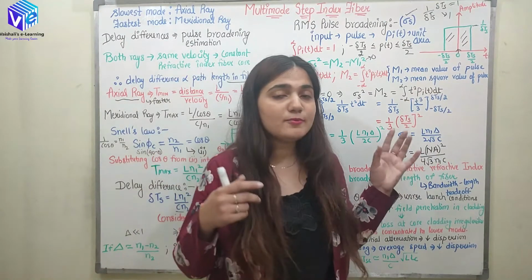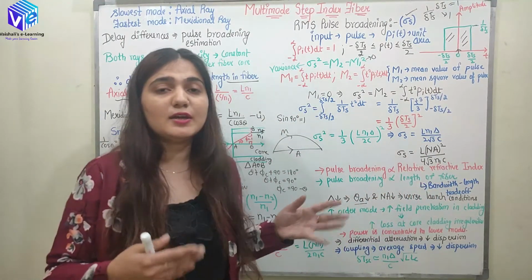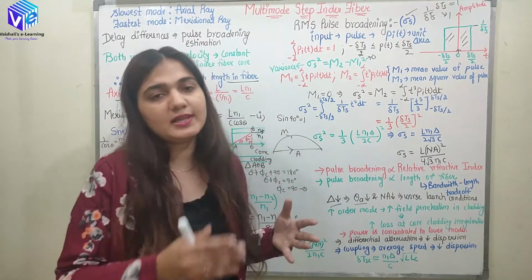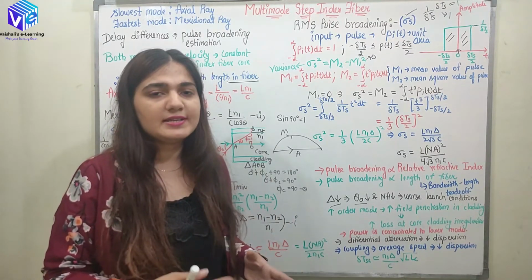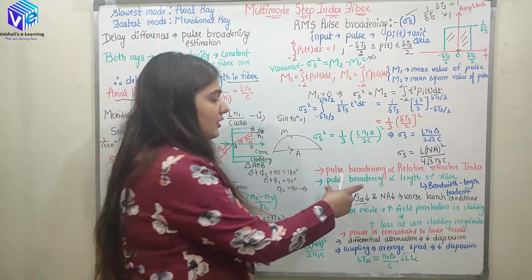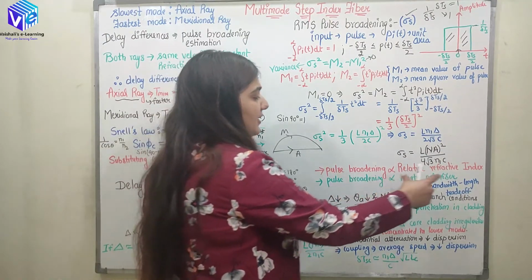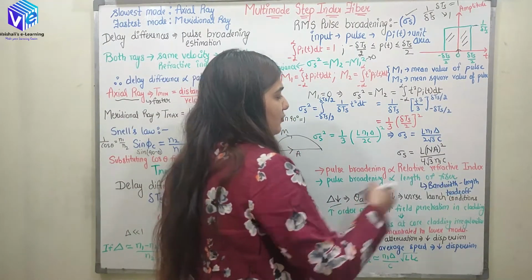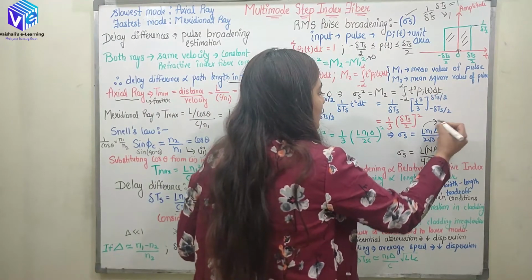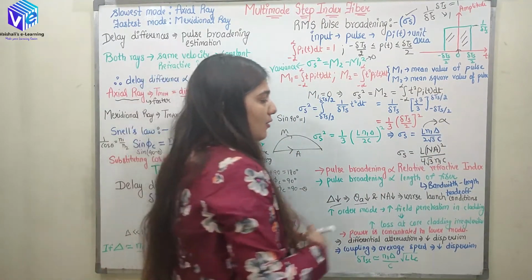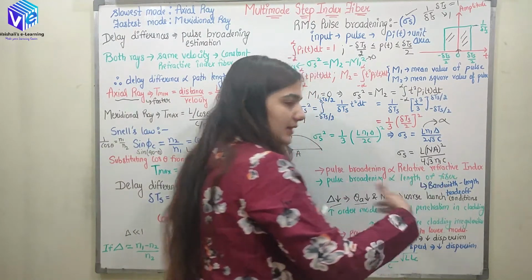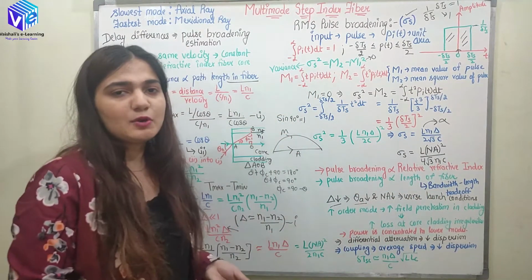Now when the numerical aperture is reduced, there would be some problems in launching the light inside the optical fiber. This is the worst condition to launch the light inside the optical fiber, right? Now, the pulse broadening is directly proportional to the length of the fiber, you can see it from here. So if I have a higher length of the fiber, the pulse broadening would be higher.